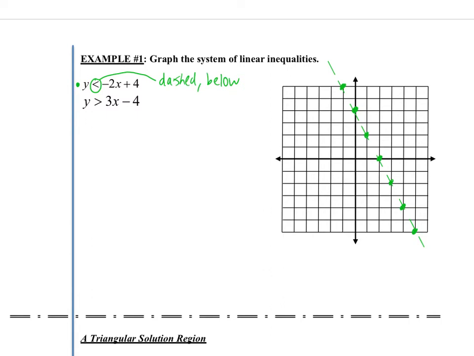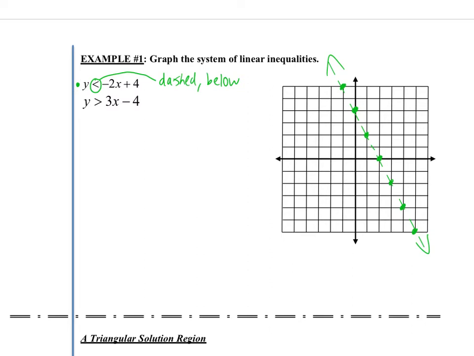And this should be good. Move this out of the way. So there's our dashed line. Now you may or may not be able to see the ruler, but I have the ruler here. All right, so there's our dashed line, and we're going to shade below.